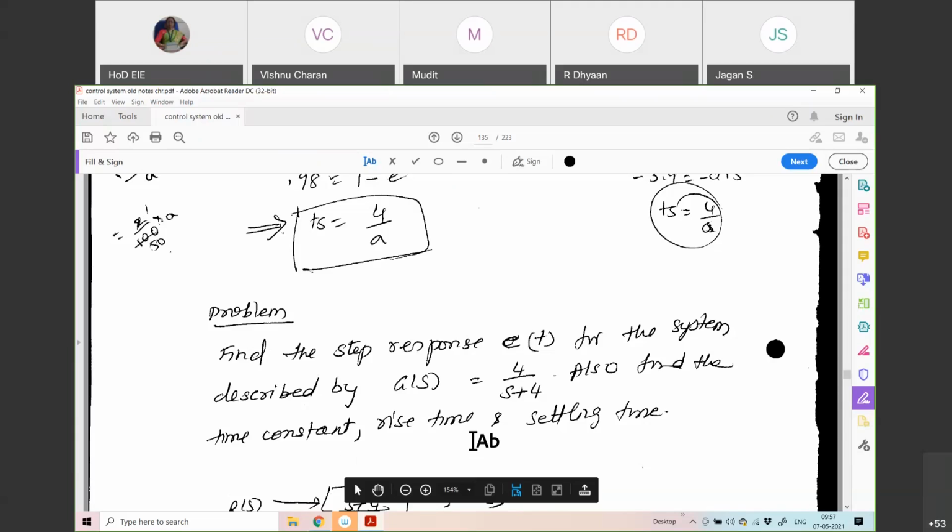What is the rise time? 2.2 by 4. How much is that? That is those many seconds. What is the settling time? 4 by 4, which is equal to 1. This is the simplest thing which one has to remember. Okay, right?